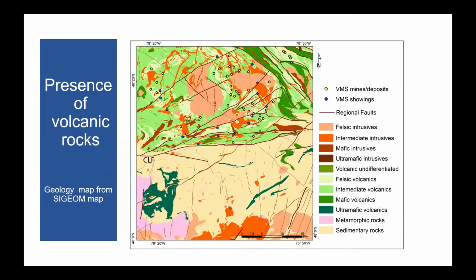To prepare the lithology map, we reclassified all volcanic units as felsic, intermediate, mafic, and ultramafic volcanics. The same was applied for intrusive rocks. Metamorphic and sedimentary rocks were classified as metasediments.